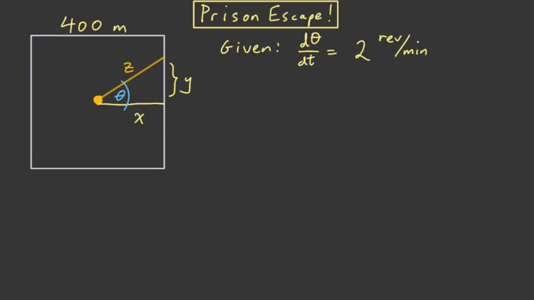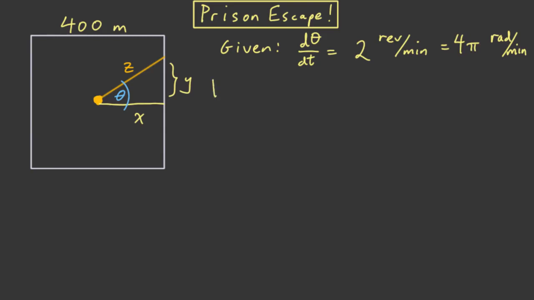But if you remember when we discussed derivatives of trig functions, those results only work when our angles are measured in radians. So what we're going to have to do is translate this revolutions per minute into radians per minute. And 2 revolutions is equivalent to 4 pi radians. So 4 pi radians per minute, that's what we'll be using for d theta dt.